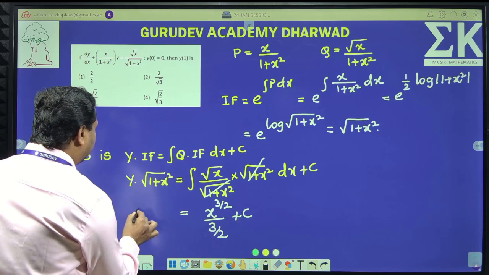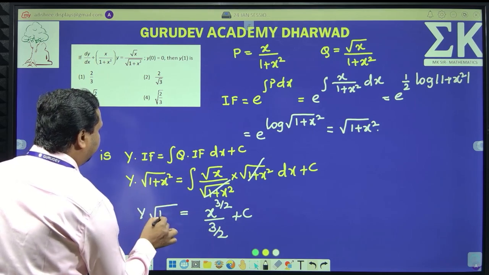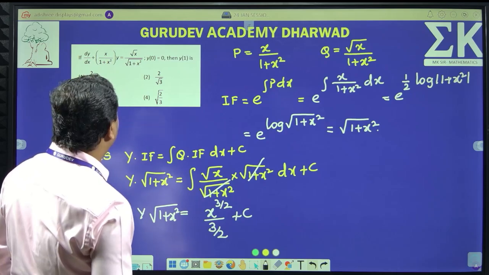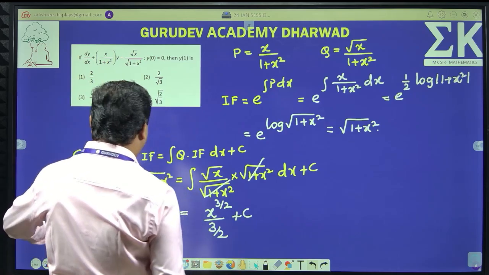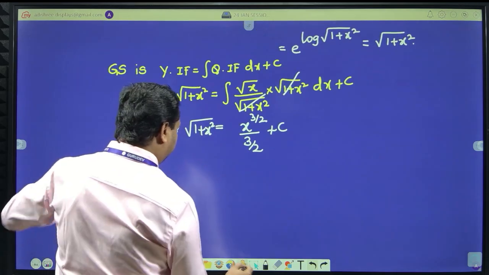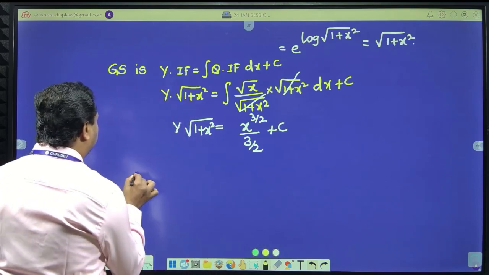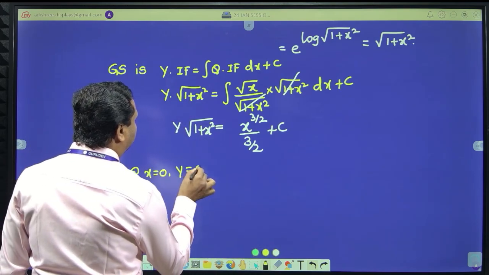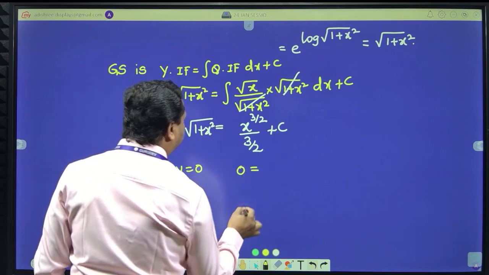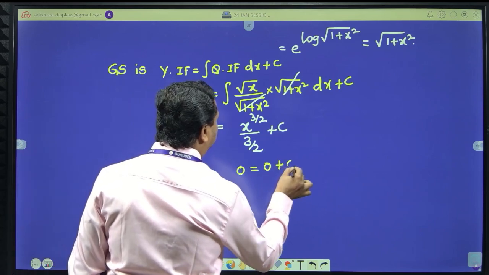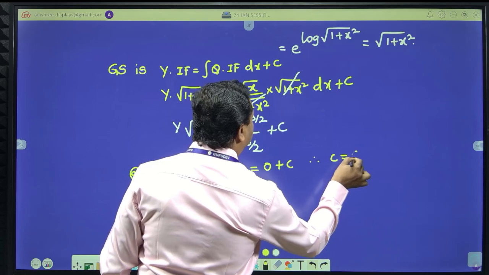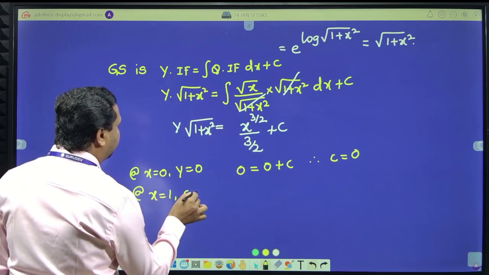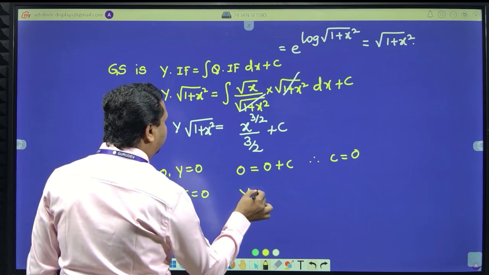Now they have given that the particular solution at x equal to 0, y is equal to 0, right? So let me take x equal to 0. So what happens if I put x equal to 0? At x equal to 0, y is equal to 0. So the LHS will be 0. This is also 0 plus c. Therefore, c becomes 0.